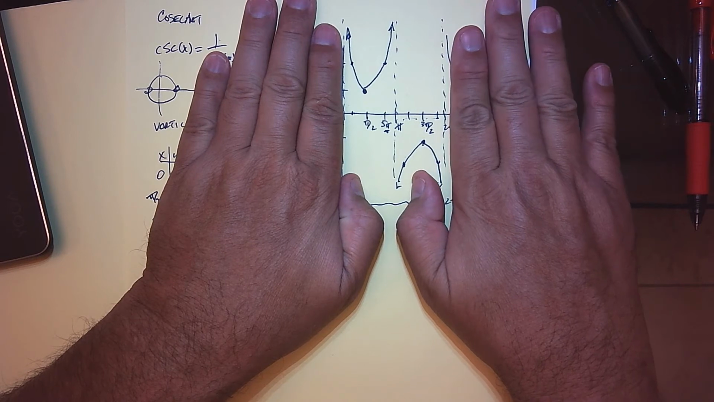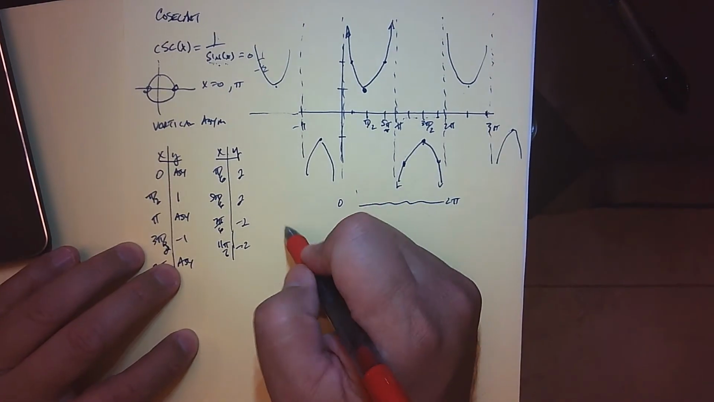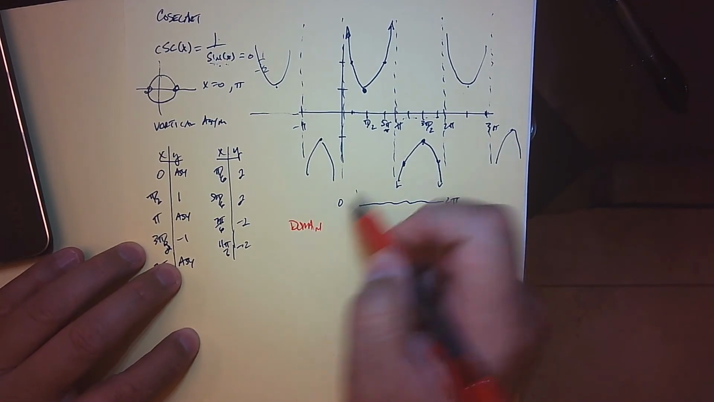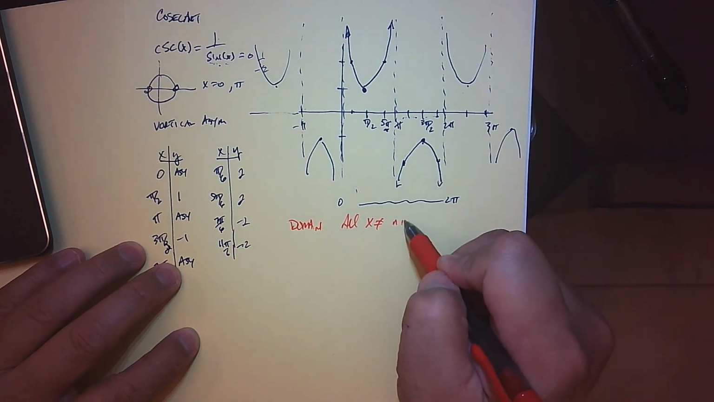Get those straight. Okay, in terms of analyzing this, we can see that for the domain of this function, we're basically talking about all x not equal to multiples of pi.